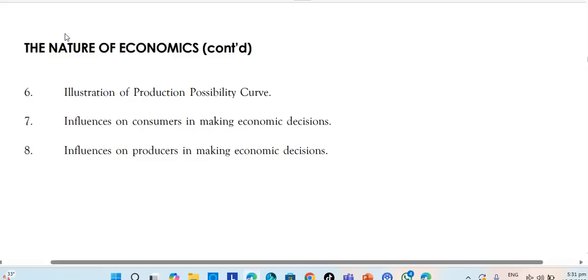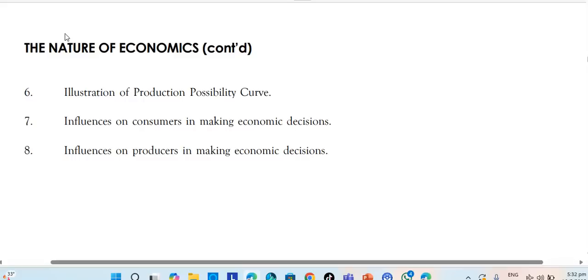Now, the production possibility curve, or the production possibility frontier, as it is called sometimes, helps us to understand scarcity, limited resources. It helps us to understand opportunity costs. And you know what opportunity cost is already. It helps us to understand efficiency. The production possibility frontier helps us to understand unemployment or inefficiency.